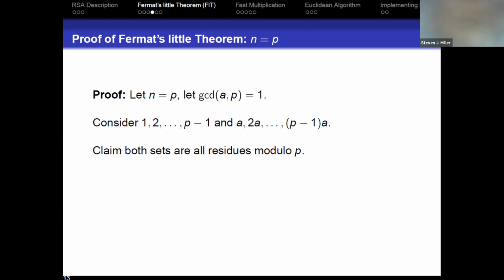So it's clear that 1, 2, all the way up to P minus 1 is just the numbers 1, 2, all the way up to P minus 1. That's not a big deal. The second one requires a slight amount of additional work.